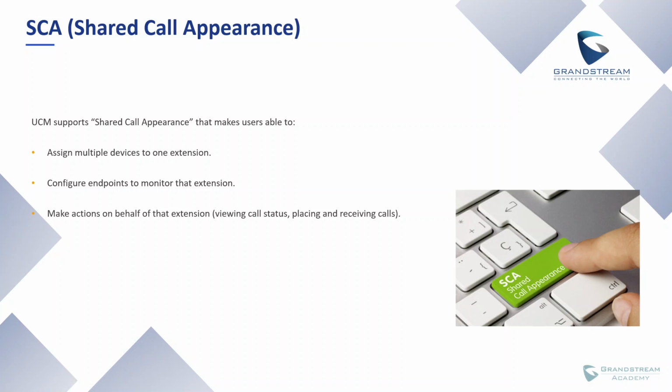This is not to be confused with SIP forking, because even if they look alike, they are different in terms of functionality. With SIP forking, users can configure the same SIP extension in different devices and phones in order to receive calls without having the ability to make actions like shared call appearance. With SCA, users can assign multiple devices to one extension, emulating legacy PBX line system with the possibility to configure endpoints to monitor the extension.